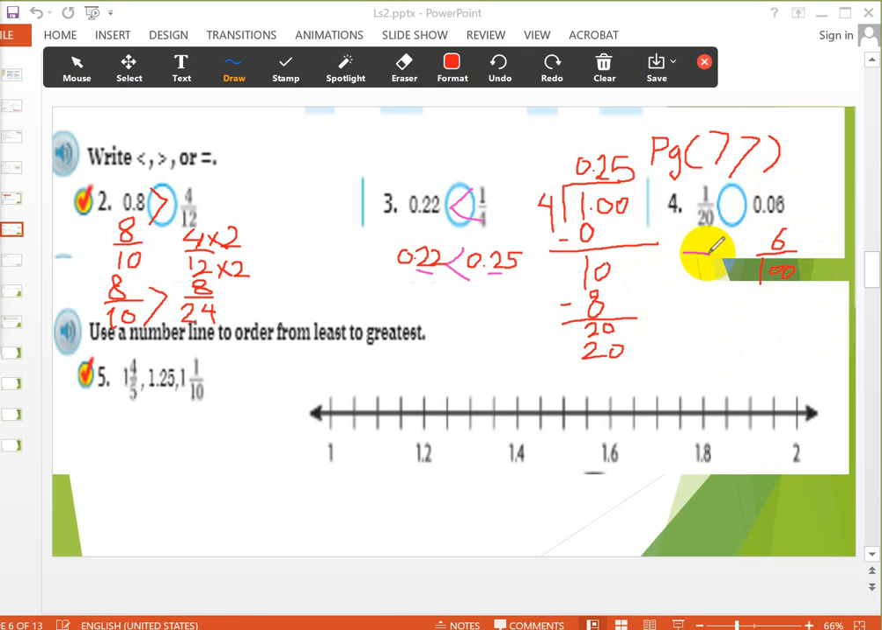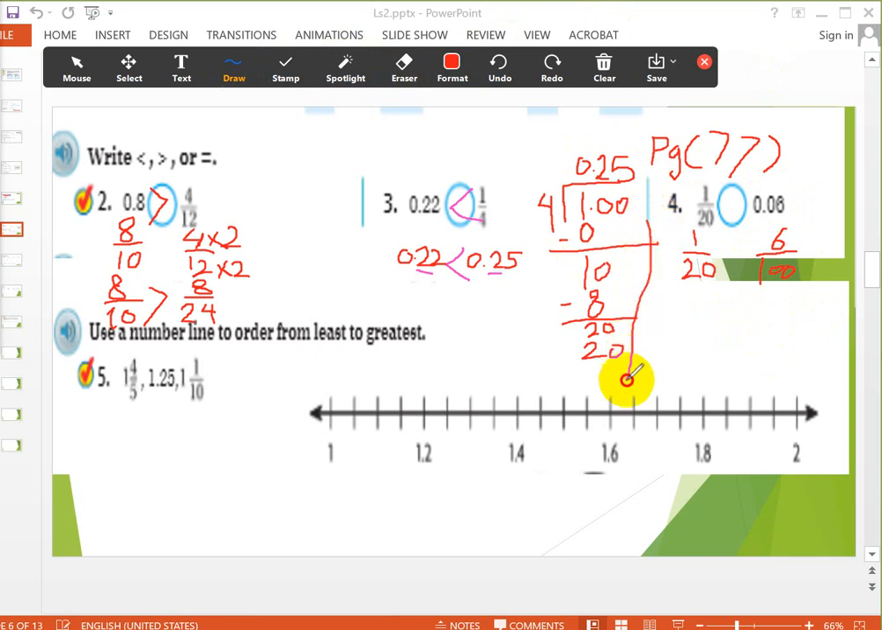Now let's compare between 1 over 20 and 6 over 100. If I want to compare between those numbers, what I have to do? I have to make denominators the same or numerators the same. Here in this exercise, the easiest choice to make denominators the same. Look, can I make denominators the same? Can I multiply 20 with a number? It will be 100. Can I?